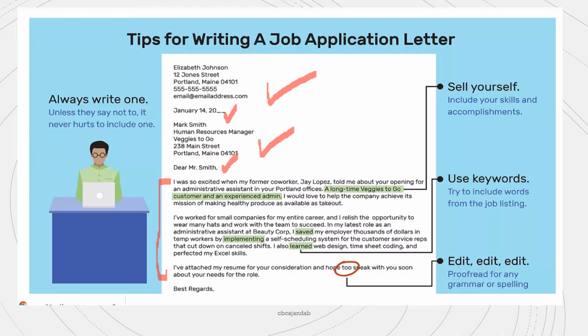The first paragraph, look at it, should include your skills and accomplishments. Then in the next paragraph, try to include words from the job listing or advertisements, then edit or proofread it as many times as you can so as not to overlook the grammar and spelling. Then after the body is the closing remarks.